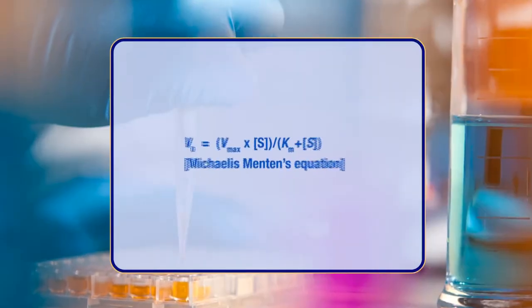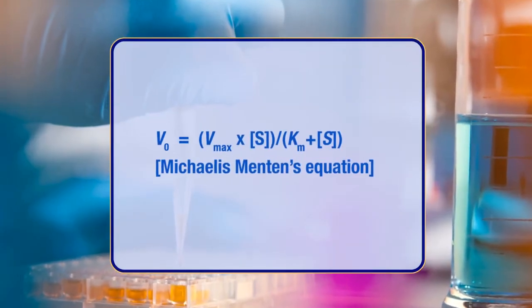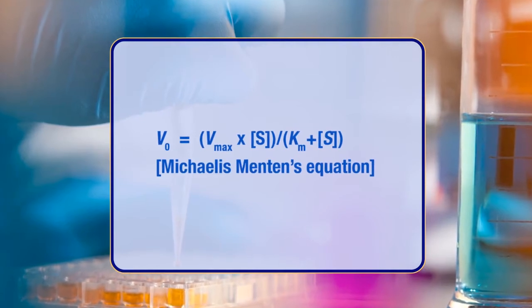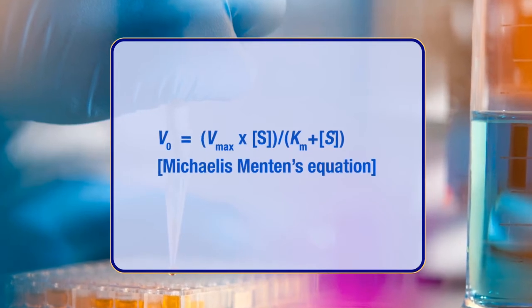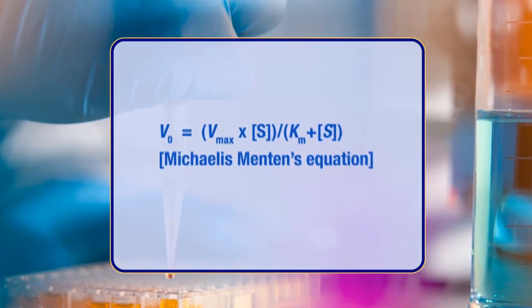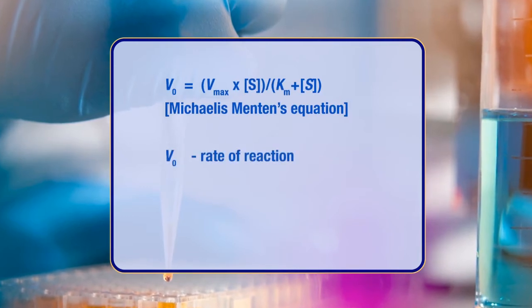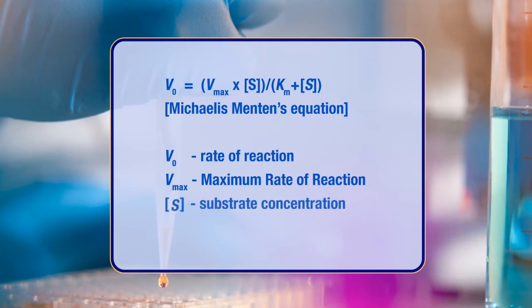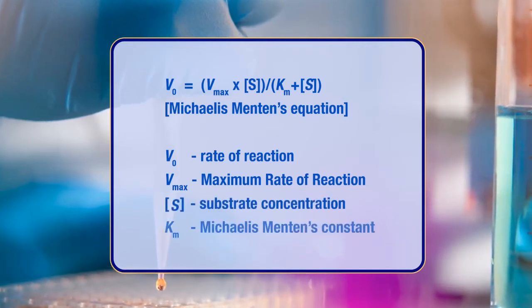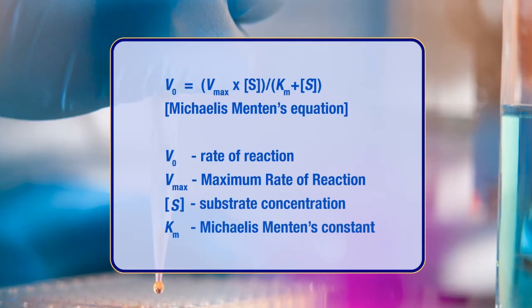Using Michaelis-Menten's equation and Lineweaver-Burk plot or reciprocal plot, the values of Km and Vmax are calculated. Using the formula, V naught is equal to Vmax into the concentration of substrate divided by Km plus the concentration of substrate, which is the Michaelis-Menten equation, where V naught is rate of reaction, Vmax is maximum rate of reaction, and S represents substrate concentration. Km is Michaelis-Menten's constant.